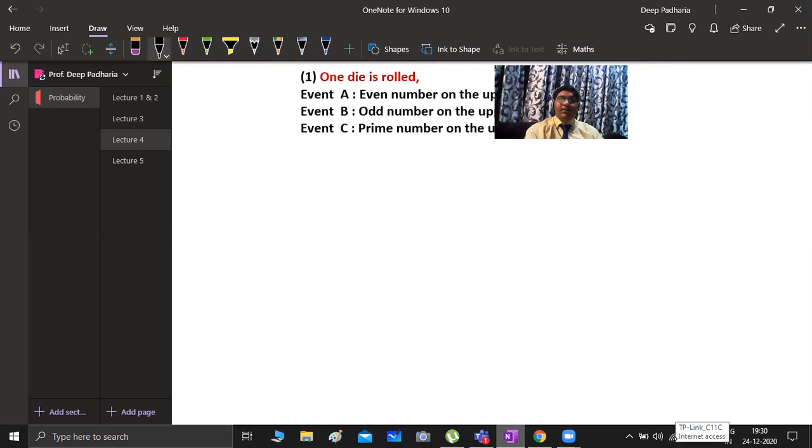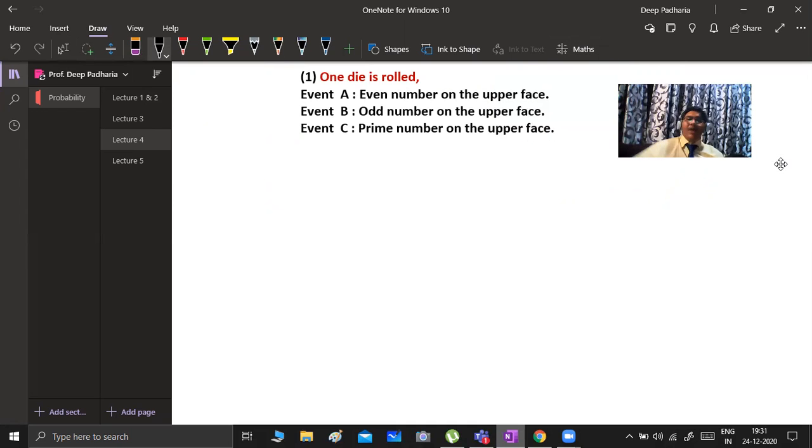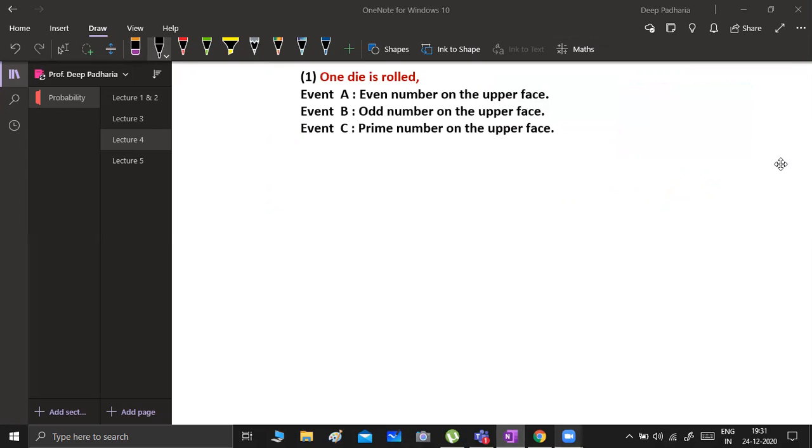Just a second, my video is coming in between. That window is coming in the middle, I'll just shift that. Okay. I hope now it's fine. So let us write the sample space for one dice roll. S is equal to 1, 2, 3, 4, 5, 6. This will be the sample space.